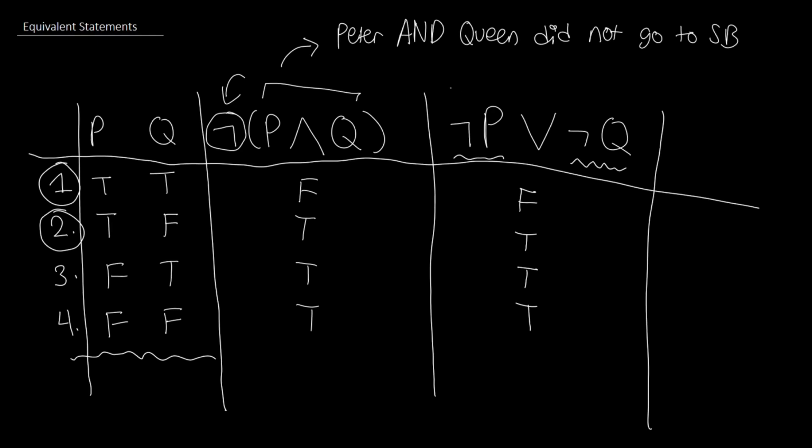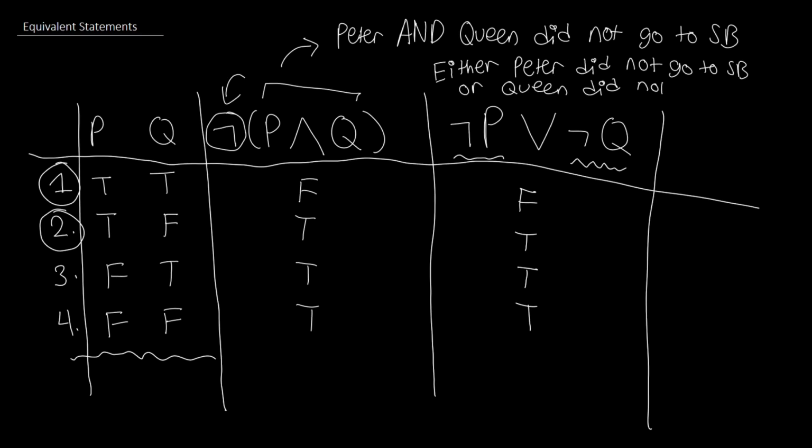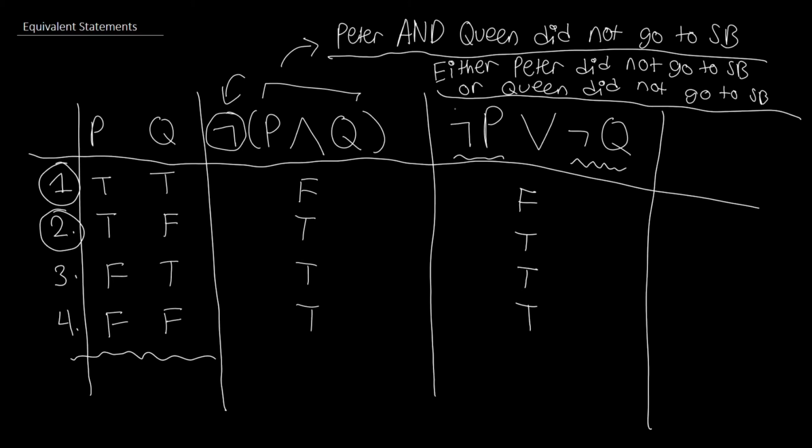And let's move over to the second statement and try to convert that into the English language. So not Peter and not Queen. So this basically means Peter did not go to Starbucks, right? And this statement over here says that the Queen did not go to Starbucks. So to translate this, basically it means either Peter did not go to Starbucks or the Queen did not go to Starbucks. And these may seem like two different statements, but they're actually identical.